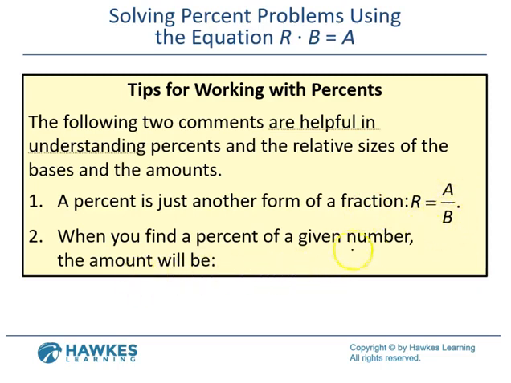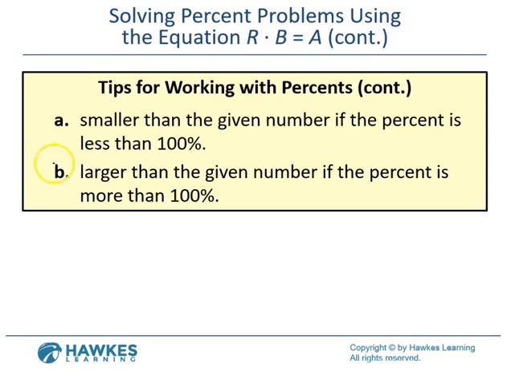When you find a percent of a given number, the amount will be smaller than the given number if the percent is less than 100%, and larger than the given number if the percent is more than 100%. Makes sense. If I invest $100 in something and make back less than 100, then I've made back less than 100%. If I make more than that, then of course I made way more. So maybe that kind of helps out with understanding money. This is one of those things you'll kind of catch on to intuitively. So.